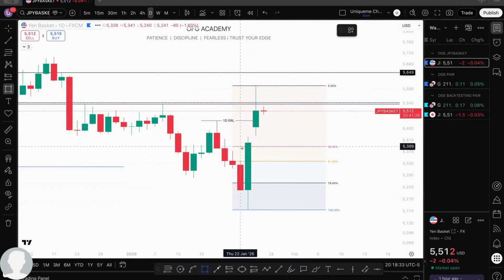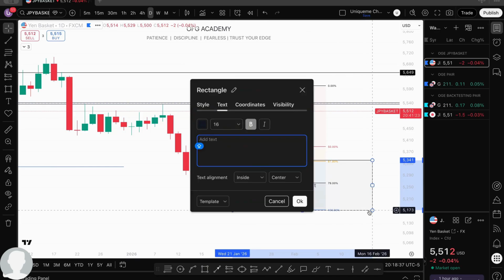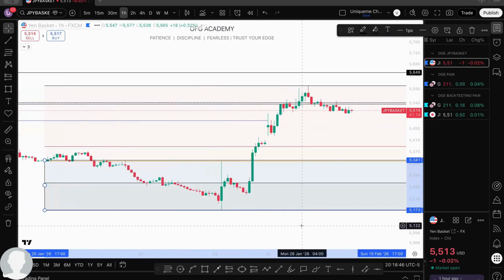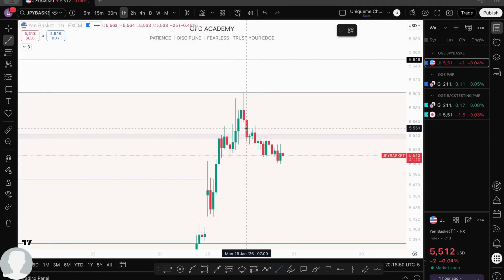Now we have what here? I have an OB here on my daily time frame. 1 day OBIRL. I have here for my daily time frame, and I'm expecting price to sell down to that level, which price has done a shift of market structure.